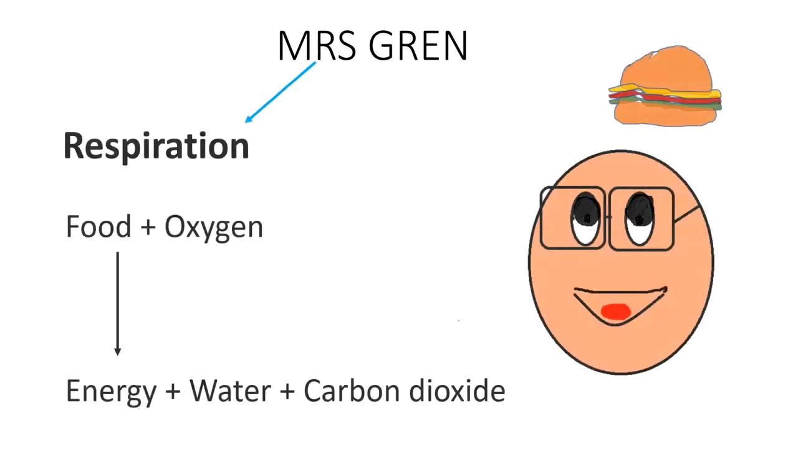Next, we have respiration. Respiration is the process in which nutrients are broken down to release energy. Please keep in mind that respiration is not the same as breathing. In respiration, food, specifically glucose, is broken down to produce carbon dioxide and water, and as a result, energy is released.